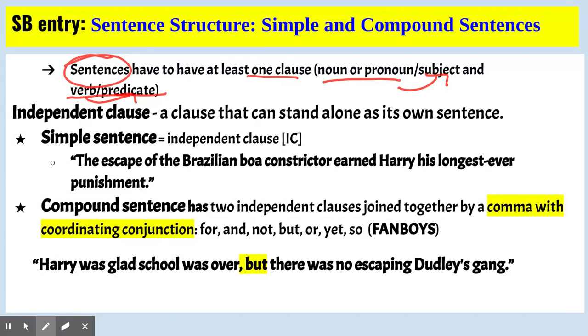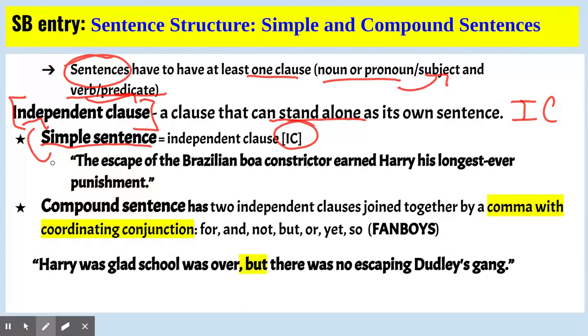The noun or pronoun tells us who or what is doing something in the sentence, and the verb or predicate tells us what that subject is doing. So, in order to have a simple sentence, we have to start out with our independent clause, that I like to label as IC. And once again, it can stand alone. An independent clause is just a fancy name for a simple sentence. Every simple sentence is an independent clause. Every independent clause has the potential to be a simple sentence.